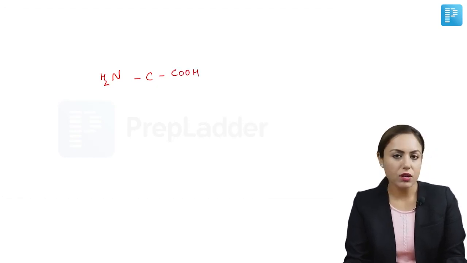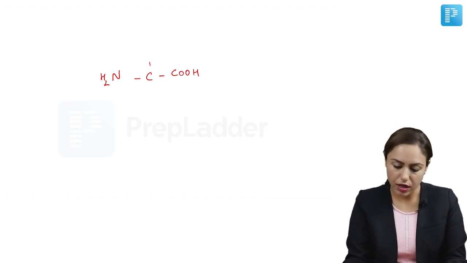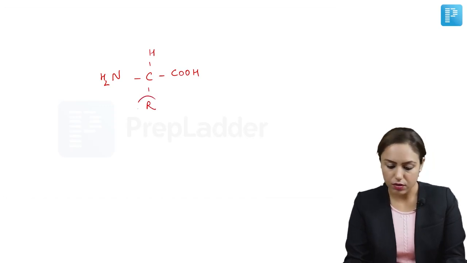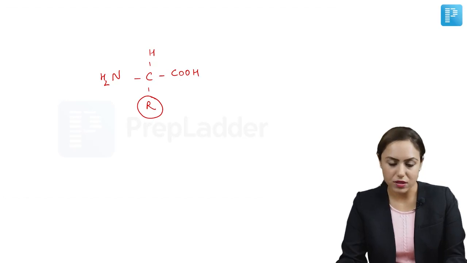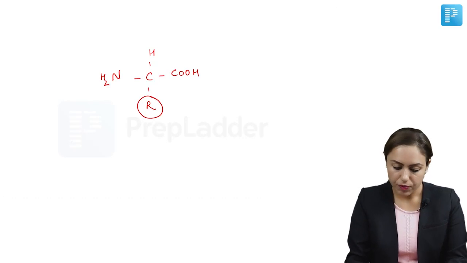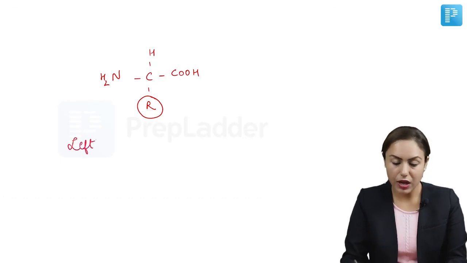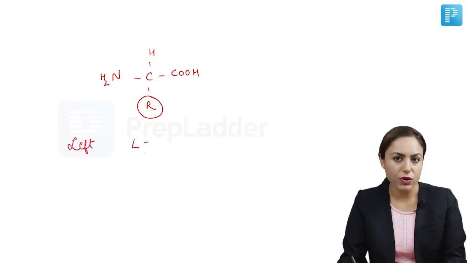Okay, so take a carbon, attach amino on the left hand side, carboxy group on the right hand side, H here and a side chain R here. Okay, this is the general structure of an amino acid. So the amino group is always on the left hand side, that's why amino acids are L amino acids.